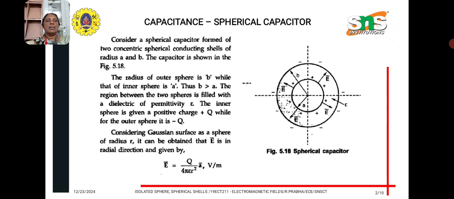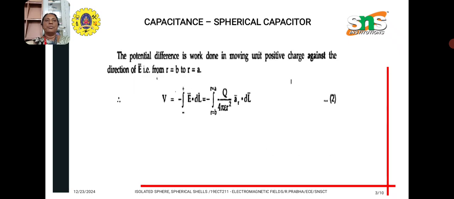So consider a Gaussian surface as a sphere of radius r. It can be obtained that E vector is in the radial direction and is given by the electric field vector E is equal to Q by 4 pi epsilon r square a_r vector volt per meter. So here r is the radius and epsilon is the permittivity, a_r is the unit vector, Q is the charge.